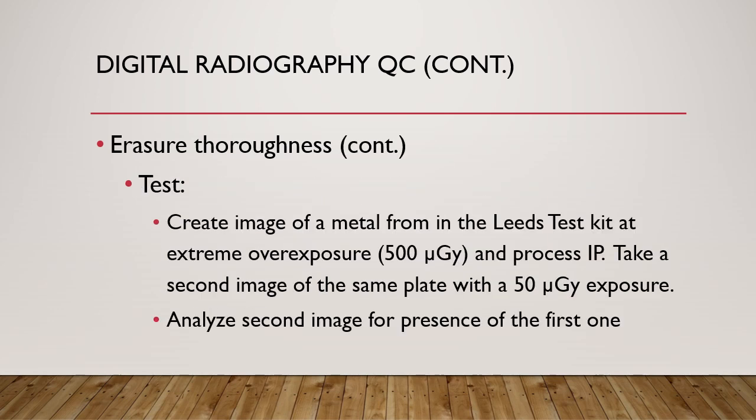For erasure thoroughness, the test is to create an image of the metal in the LEEDS test kit at extremely overexposure, 500 microgray, and process the imaging plate. Take a second exposure of the same plate with a 50 microgray exposure and analyze the second image for the presence of the first one.